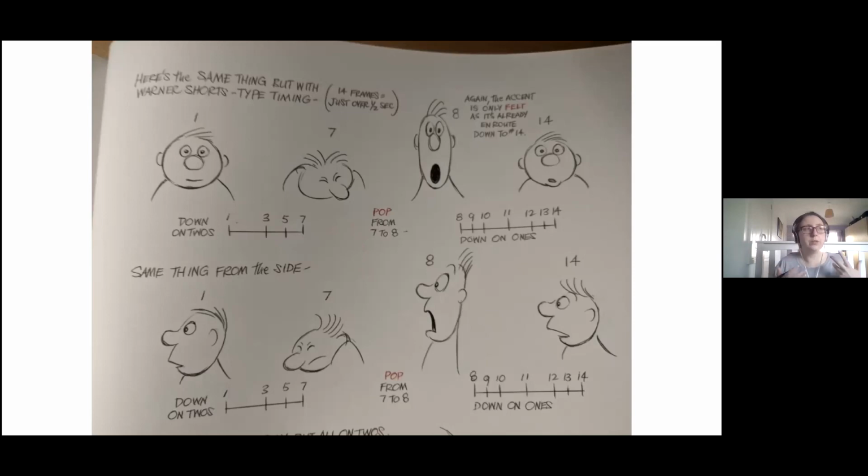So you can change, you can add some arcs in between. So as he goes down, his head from the base position can go down in a small arc, and then in a small arc go up.